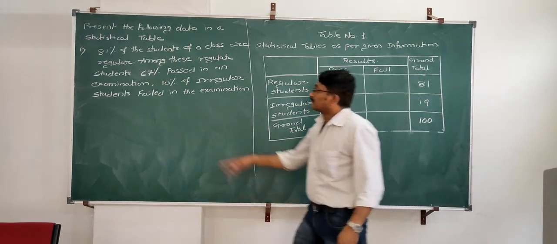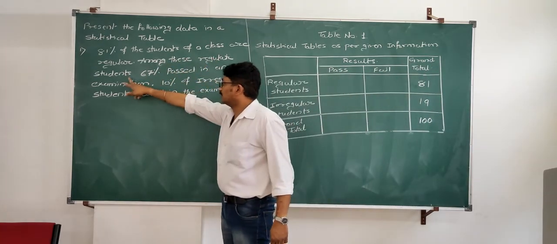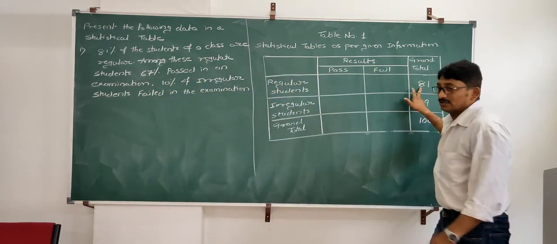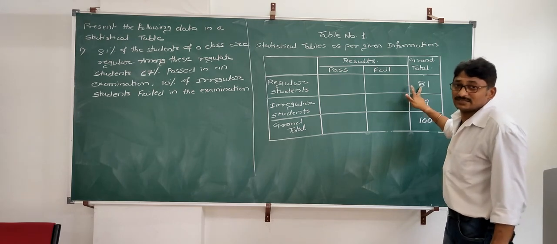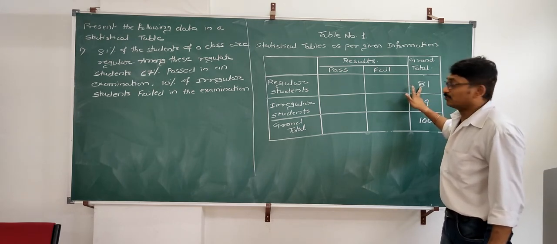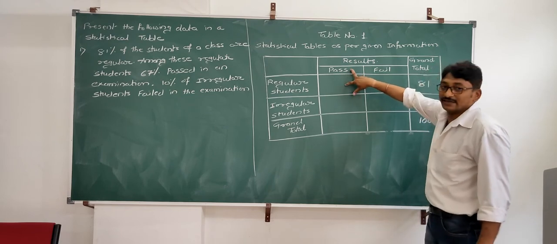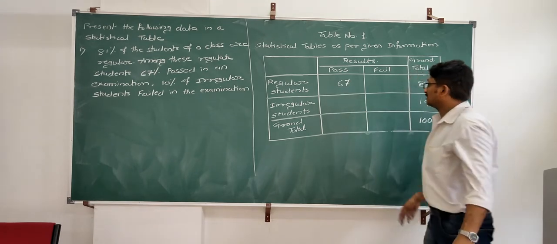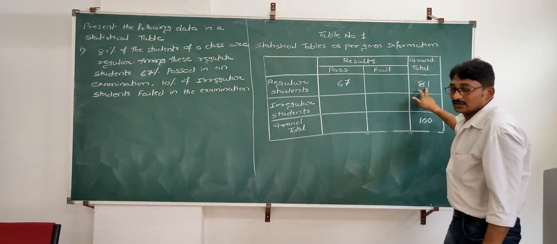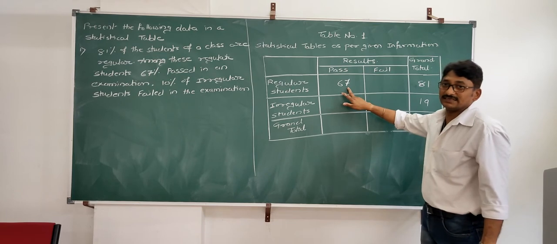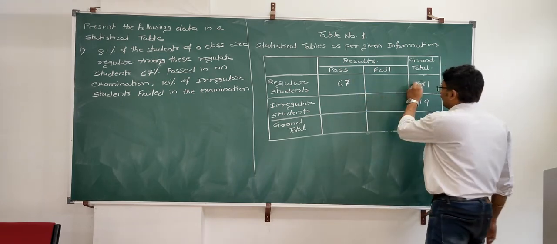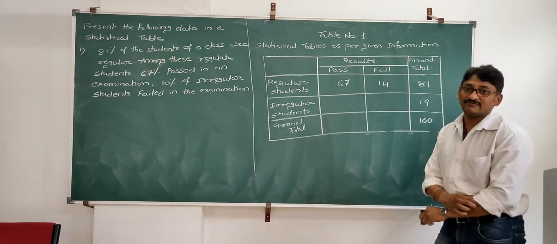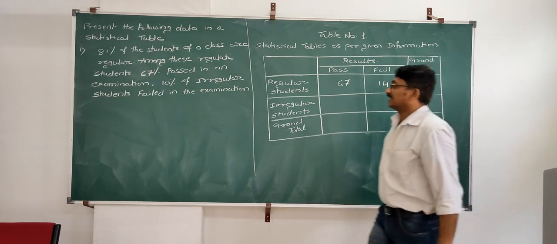Come to the next information. Among these regular students, 67 passed in an examination. Means out of 81 regular students, how many passed in the examination? 67. Where to write this? Pass, regular, 67. Means out of 81 regular students, 67 passed in the examination, remaining failed. So 81 minus 67, 14 are failed.